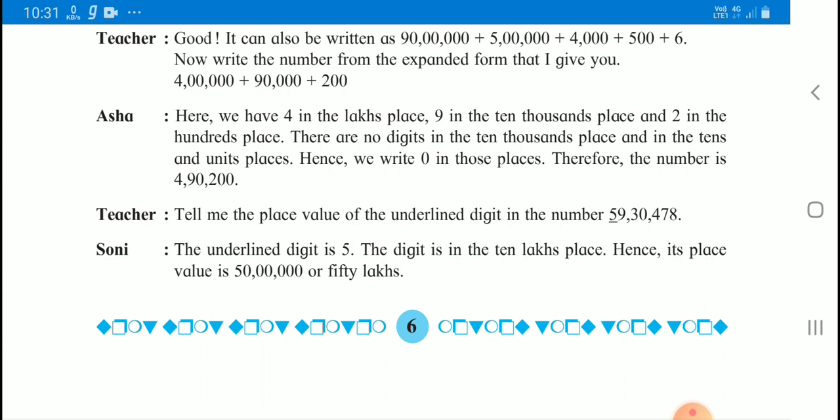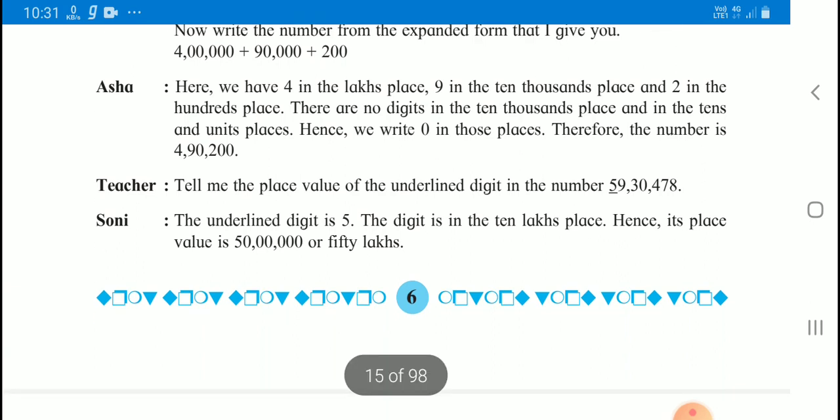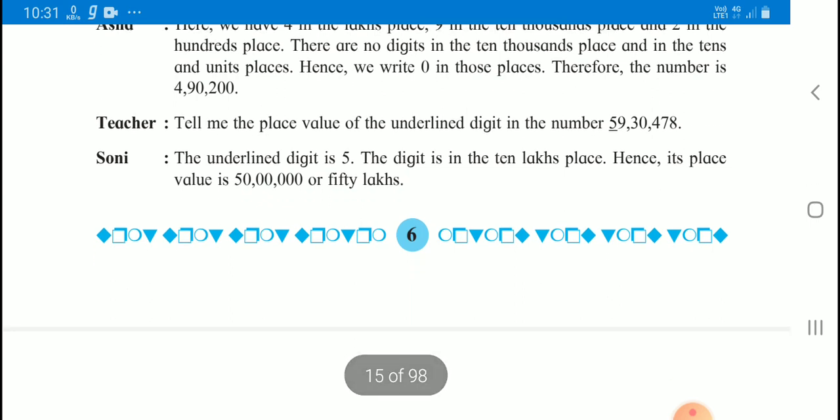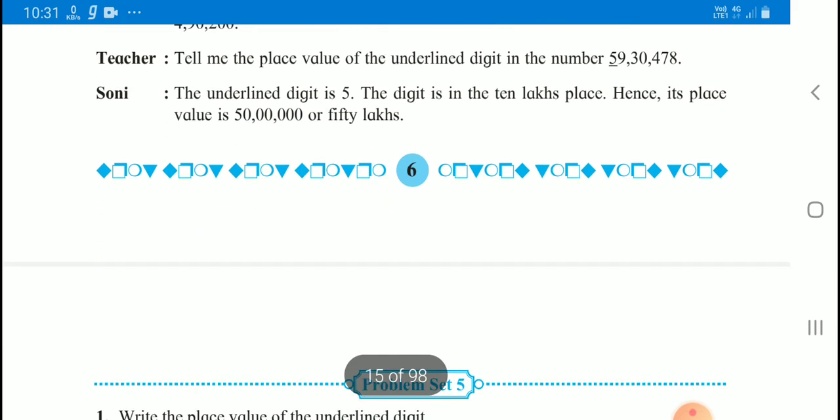Therefore the number is 4,90,200. Teacher said, tell me the place value of the underlined digit in the number 59,30,478. Here the underlined digit is 5. Sony said, the underlined digit is 5. The digit is in the 10 lakhs place. Hence its place value is 50 lakhs. So 5 will contain 6 zeros. Means 5, 0, 0, 0, 0, 0, 0 means 50 lakhs.